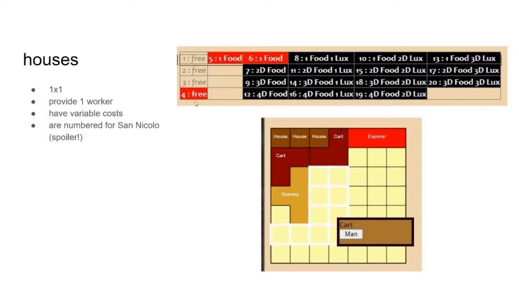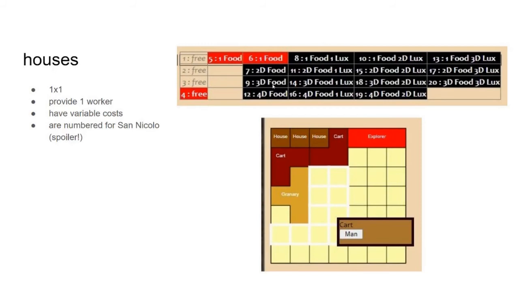So our first 4 houses are free. And then we have houses that cost 1 resource. This house costs 1 resource. Then we have 2 resources. So this one costs a food and a luxury item. This one costs 2 food, 2 different food. That's what the D means.